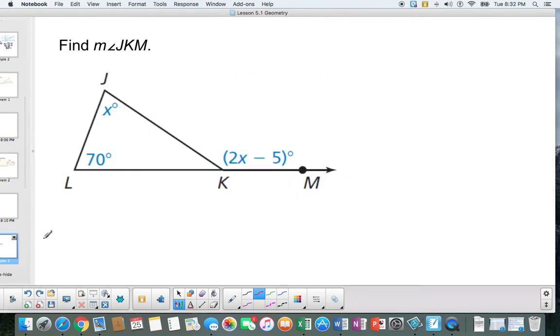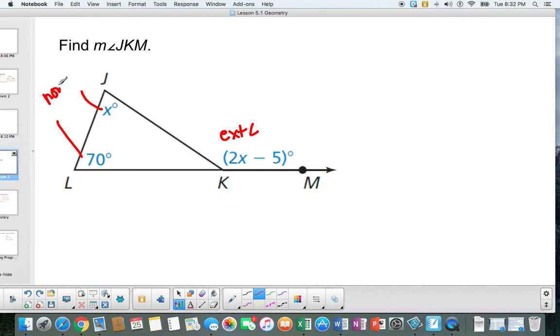All right, let's go ahead and do a problem. All right, so this is the exterior angle. And this one and this one are non-adjacent interior angles. And the theorem says that the exterior angle is equal to the sum of the non-adjacent interior angles. So here's our equation. So x is equal to 75.